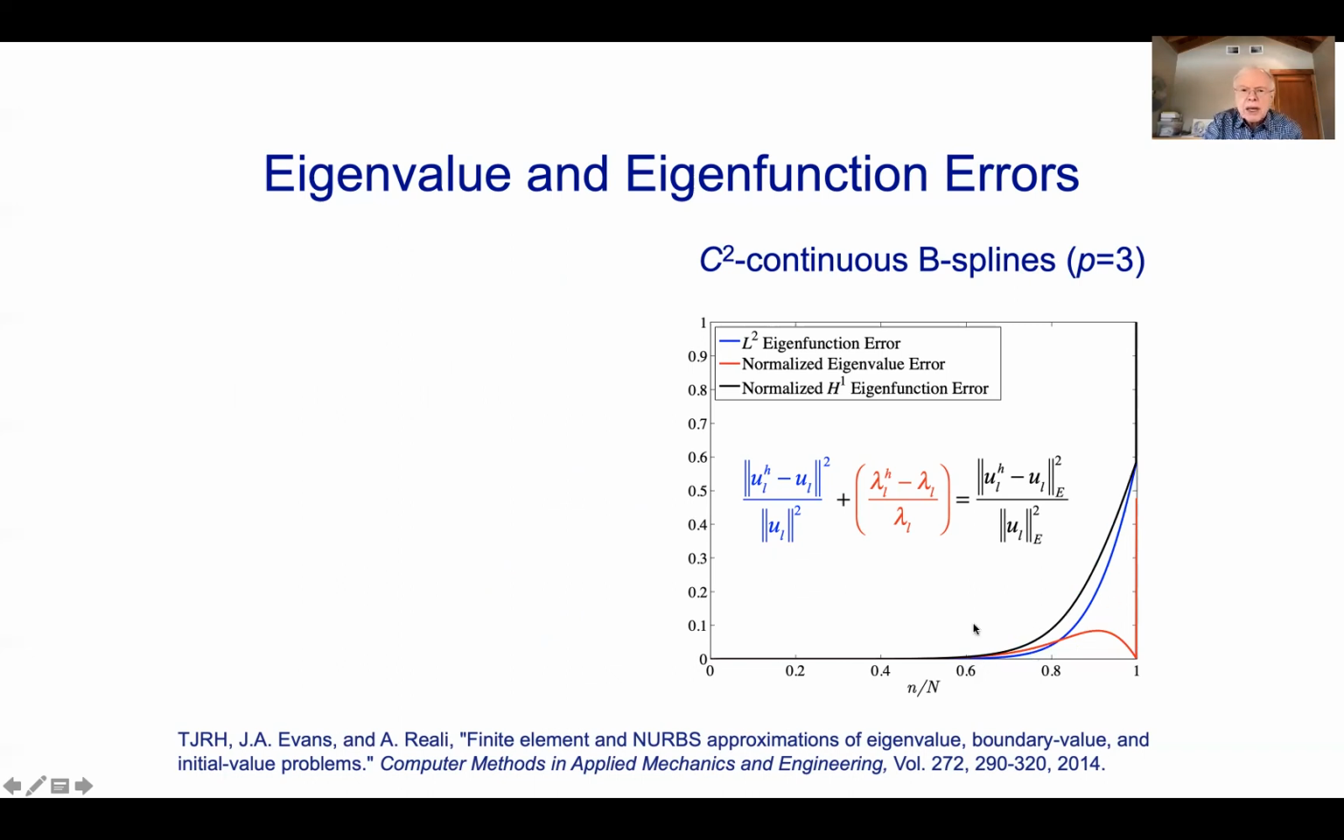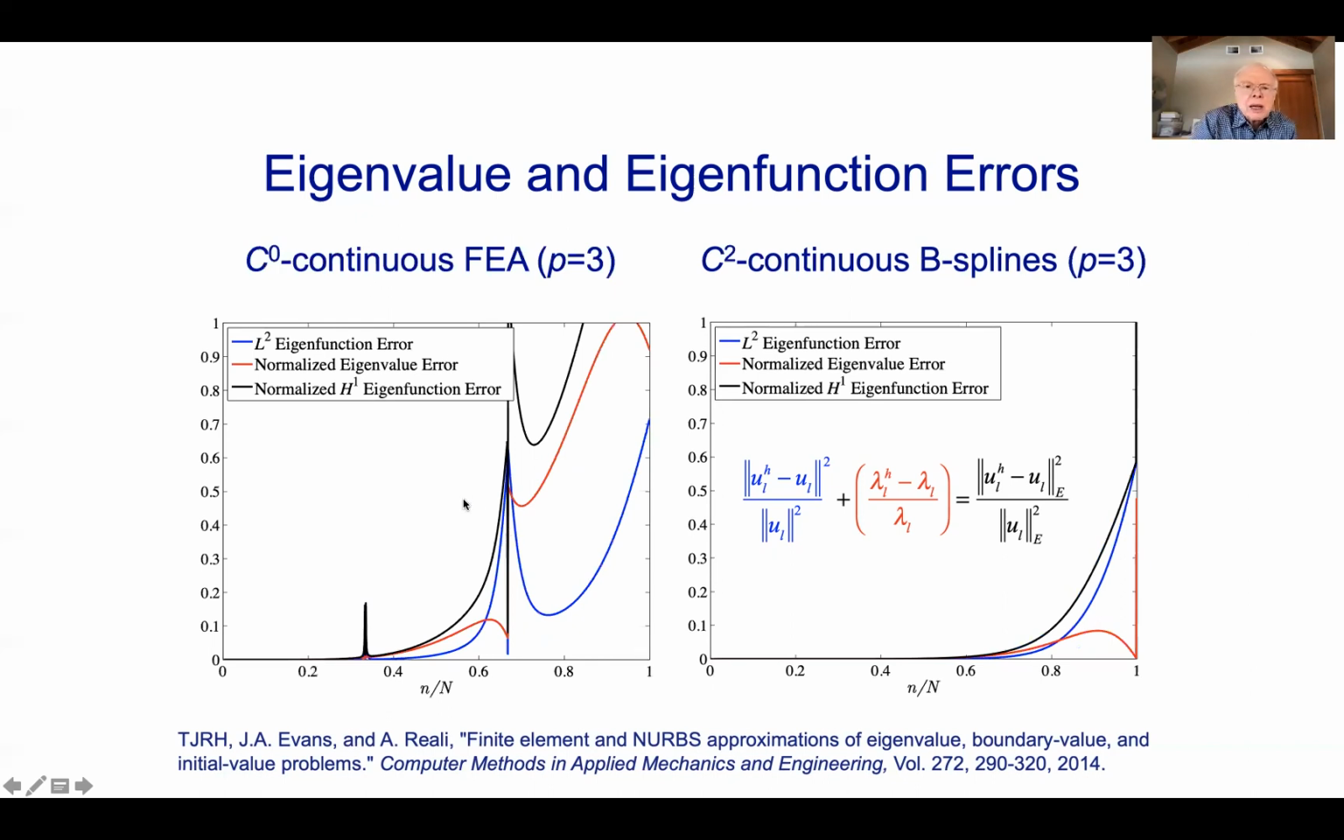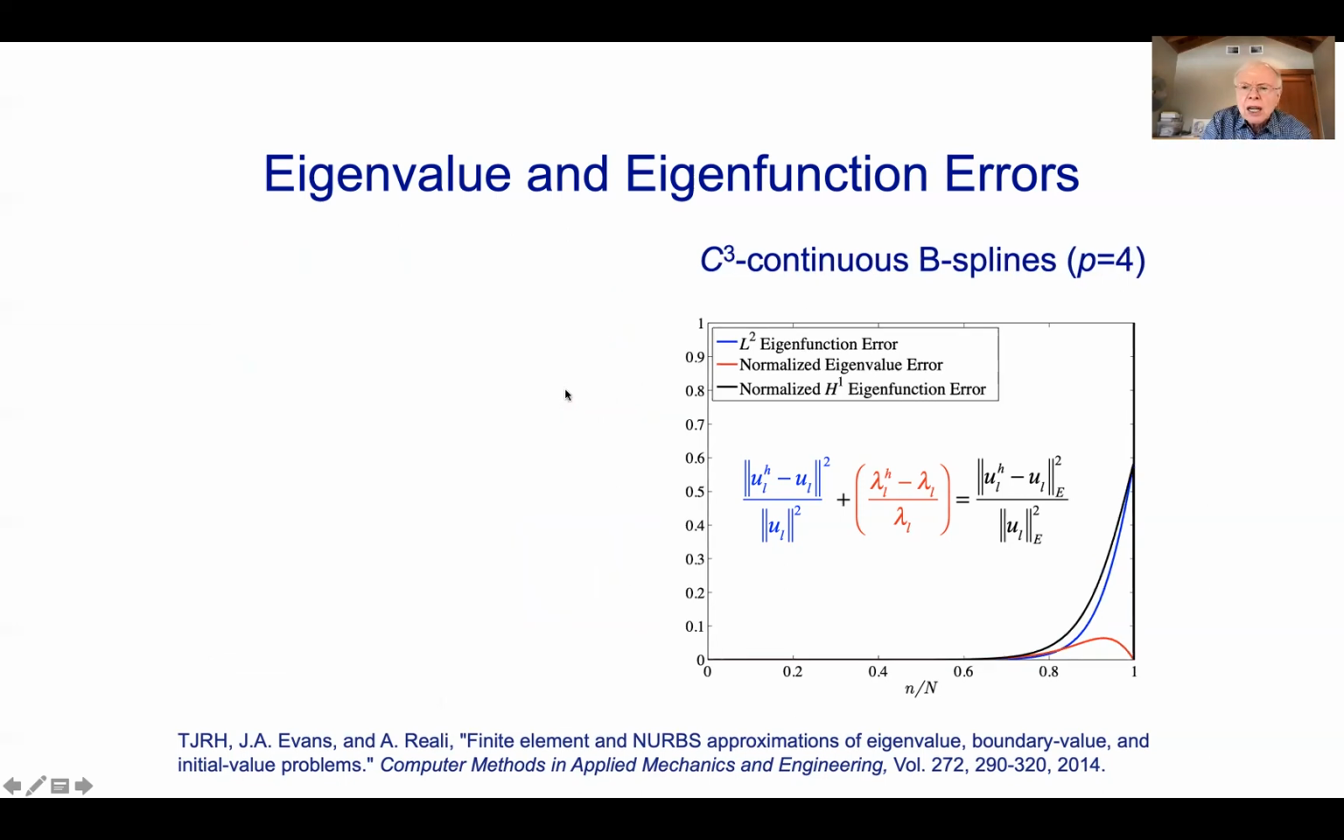Now, if we look at the C0 finite elements again that are cubic, we get this picture here. And now we have two little spikes in here, and these things are getting worse. They're not getting better. You would expect them to get better. They're not. They're getting worse. And if you do it again, the splines are getting better.